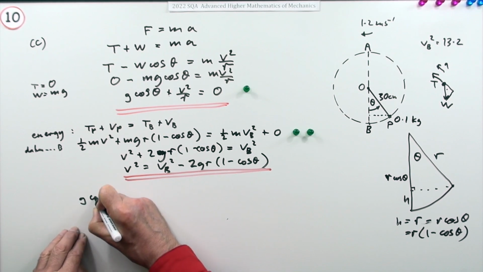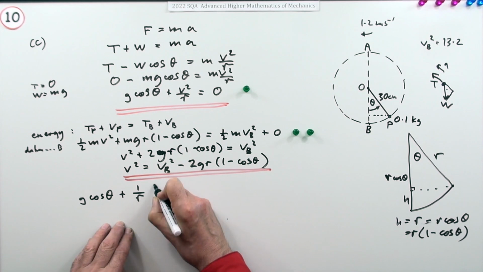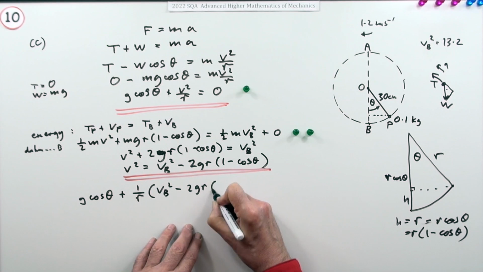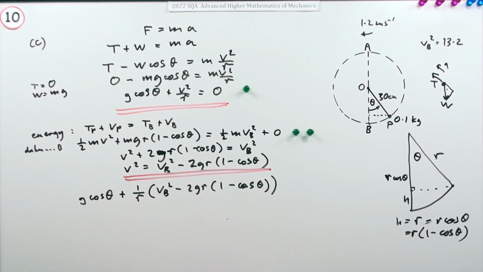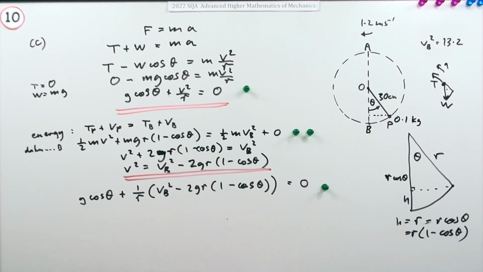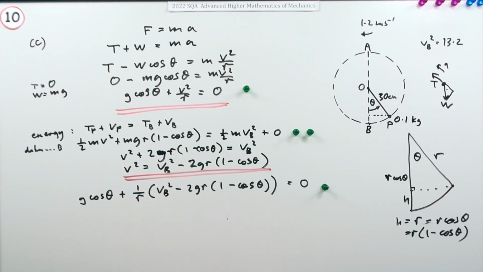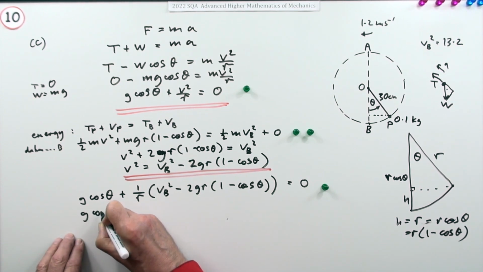So you've got g cos theta plus, I'll just put that to the front, 1 over r times vb squared minus 2gr times 1 minus cos theta, just copying it down, 2 brackets, should equal 0. Right, that's worth a mark, and that's what you can solve, because you know everything in there apart from theta, because you know the g, you know the vb, I kept a note of it, there's the vb squared, and you know the radius. Oh, now, well, maybe I'll multiply that bracket out first.